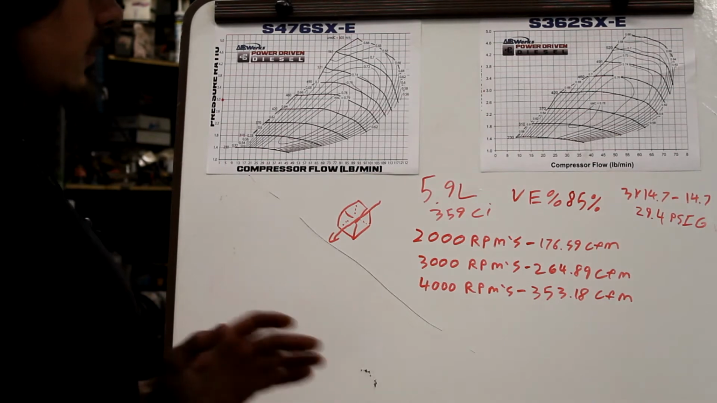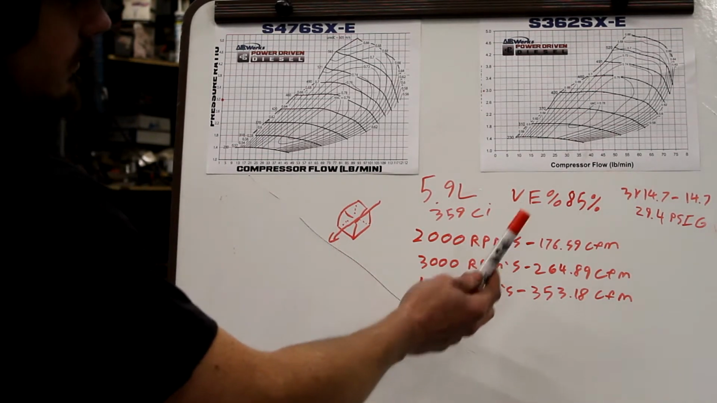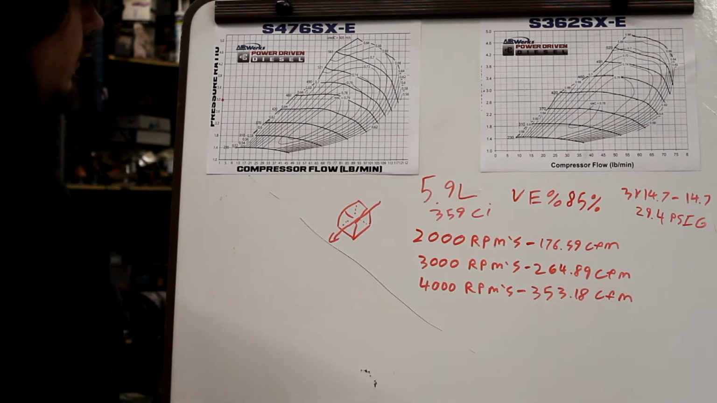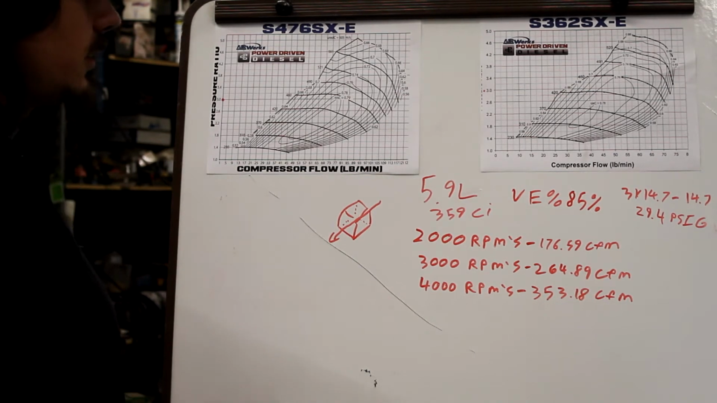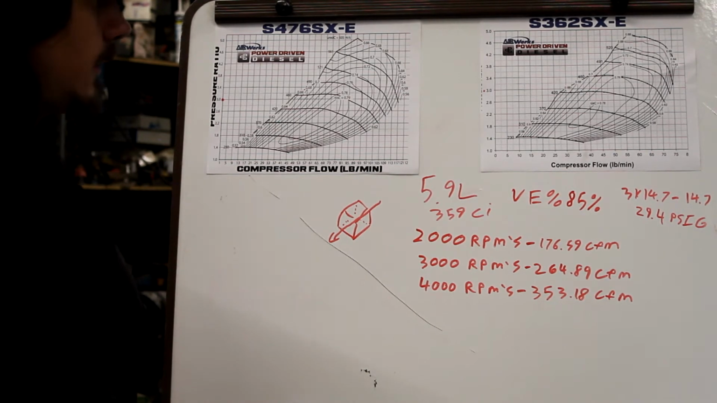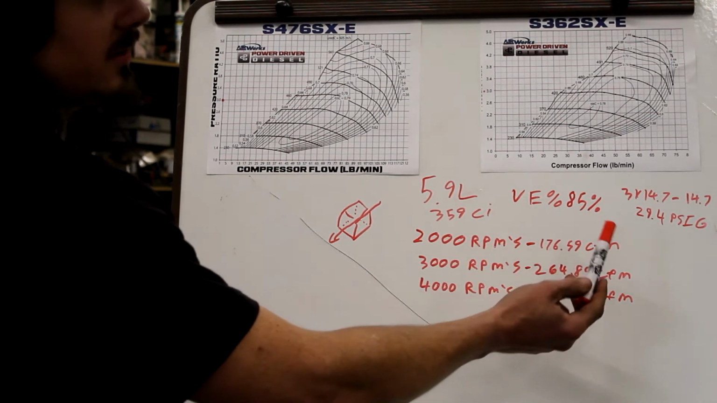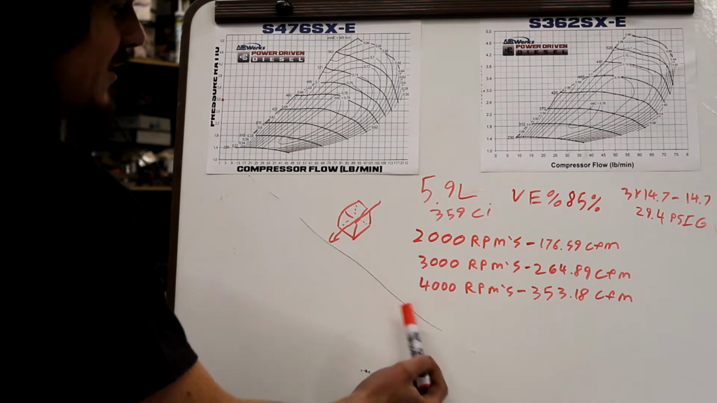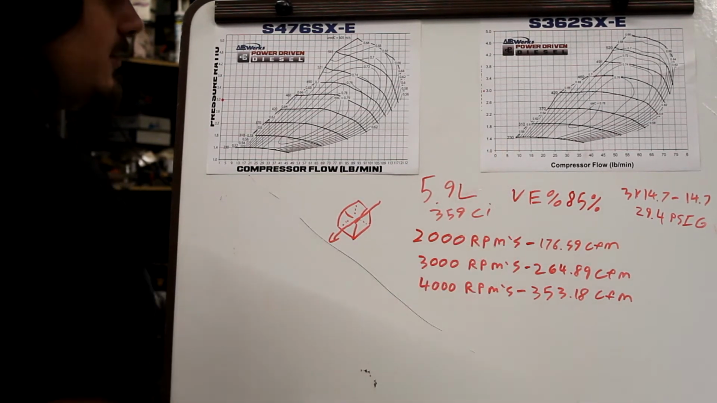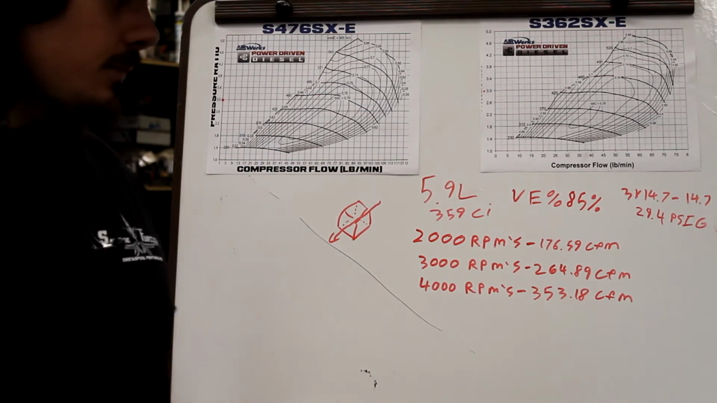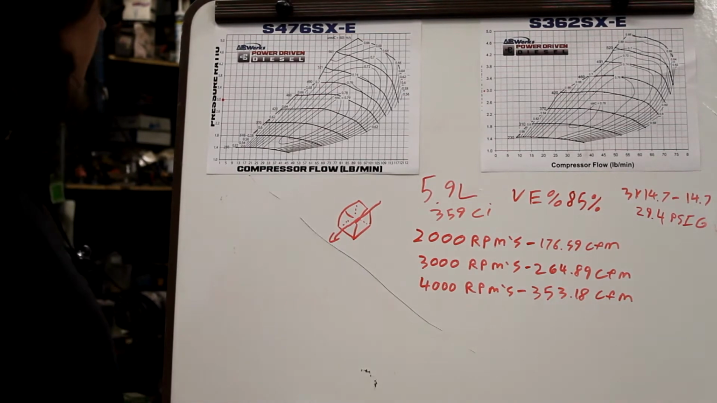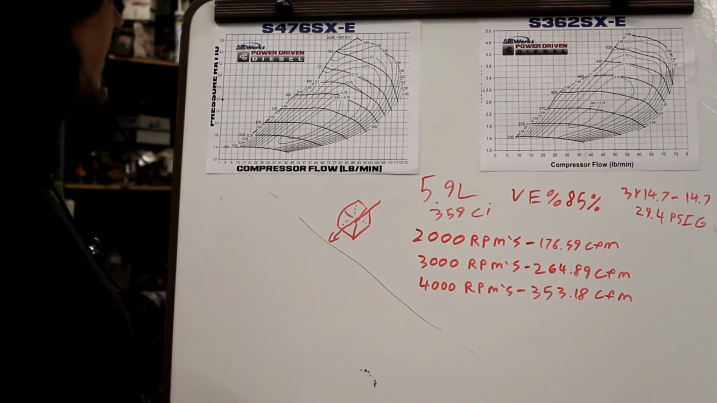So at 2,000 RPMs, we're expected to have 30 pounds of boost. That's realistic. Shouldn't be a problem for pretty much anybody unless you're running something that's really big. 2,000 RPMs, 30 pounds of boost. 3,000 RPMs, the thing's now wastegated to 30 pounds of boost. 4,000 RPMs, it's wastegated to 30 pounds of boost. So how do we find out at 3.0 pressure ratio where we're at?